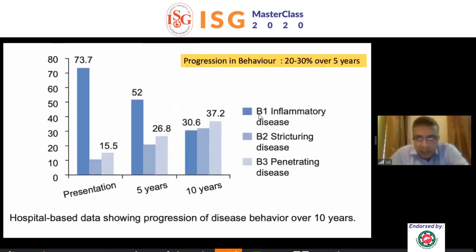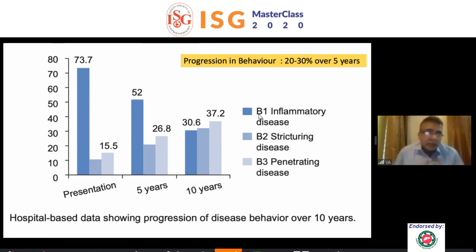However, when we look at behavior, we find there's a distinct difference. Patients who had an inflammatory disease at presentation, we looked at them 10 years later. The proportion with inflammatory disease had significantly gone down. What do you have here? You have more penetrating disease. The penetrating disease, which was less common earlier, significantly increases over a period of 5 to 10 years. In other words, there's a progression in behavior, 20 to 30% over 5 years.